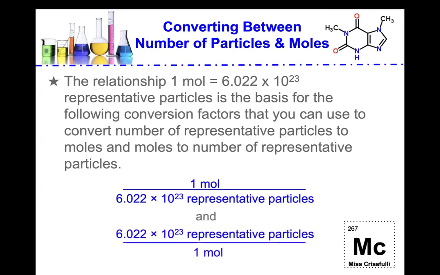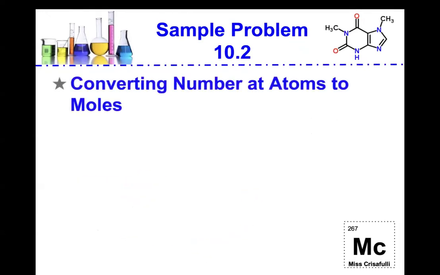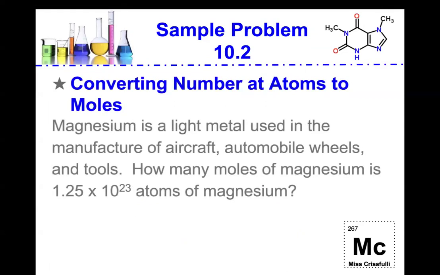And we can turn it around opposite. 6.022 times 10 to the 23rd on the top is equal to 1 mole. So we can flip it around and use that conversion factor depending on when we're multiplying to make sure that units will cancel out. So let's do a sample problem, converting the number of atoms to moles.